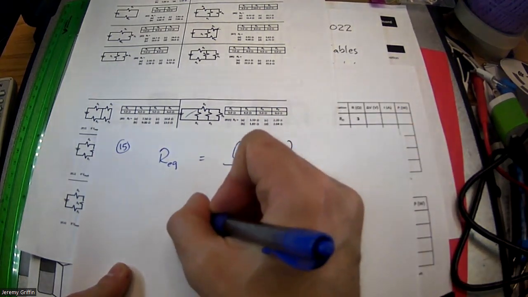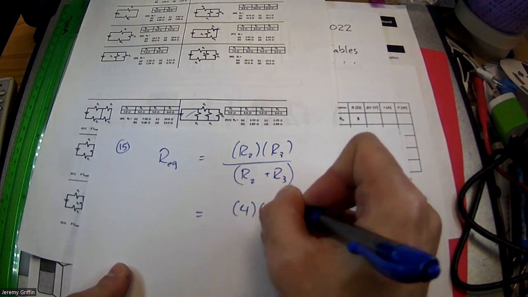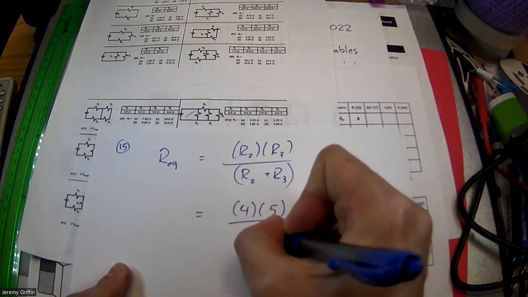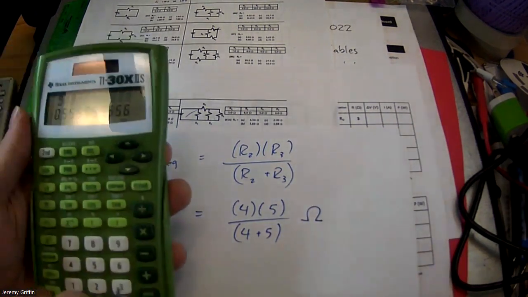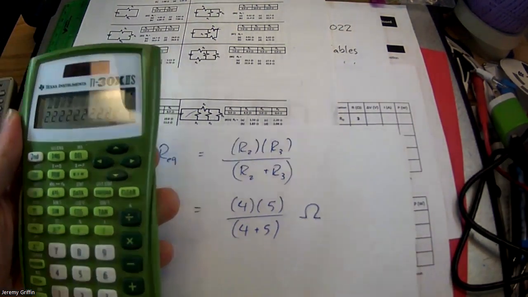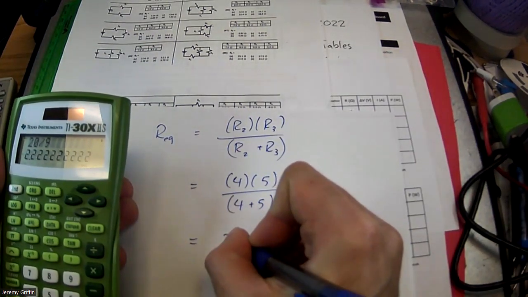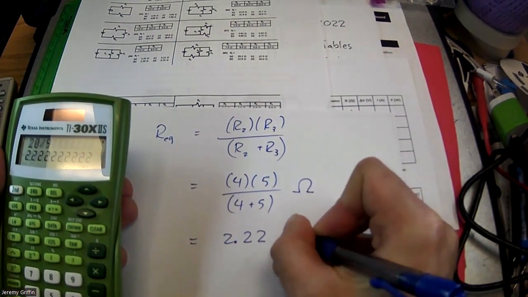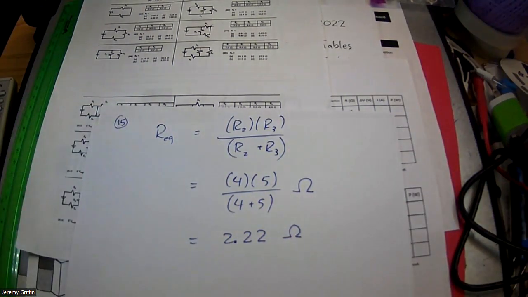Okay, pop in my own numbers. I have, let's see, 4 ohms, 5 ohms, 4 plus 5. Some number of ohms. Let's see, what is 29. Okay. Looking at this many ohms. Okay. Guys got that? Product over sum, R2 and R3.